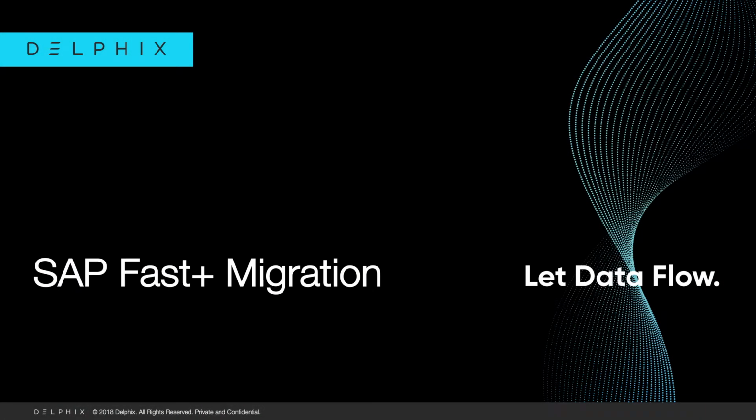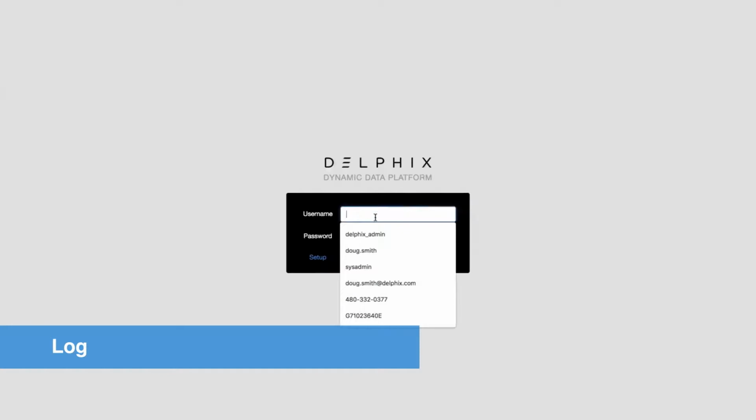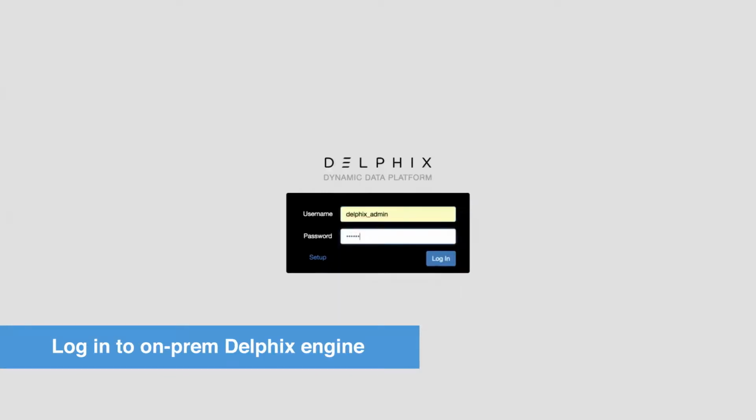We're going to demonstrate Fast Plus, a Delphix joint solution with AWS for migrating SAP applications to the public cloud. The first step in this migration process involves ingesting on-prem SAP data into the Delphix Dynamic Data Platform. Here we log into an on-premise instance of Delphix that's running in a data center.